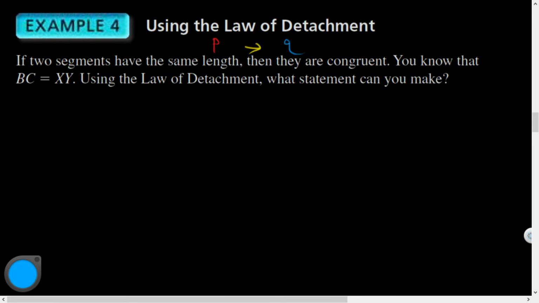Two segments having the same length. That's the same as P. So using the law of detachment, what statement can I make? I can conclude Q. If I know P implies Q and I know P, then I can conclude Q. And for us, I would say BC is congruent to XY. It's just applying the if-then logic.